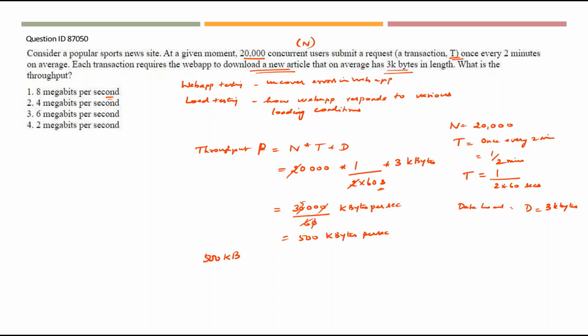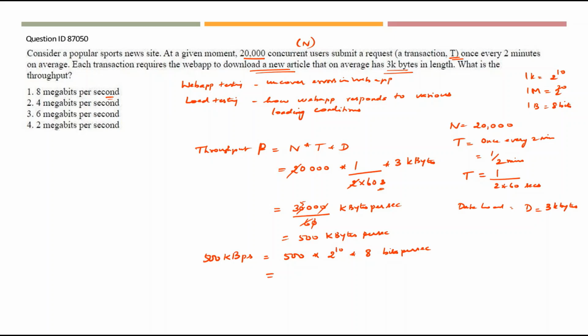500 KB per second is equal to 500 into, this K can be written as 2 power 10. So 1K is equal to 2 power 10, and 1 mega is equal to 2 power 20. Instead of bytes, 1 byte is equal to 8 bits. I'm just converting into bits per second.